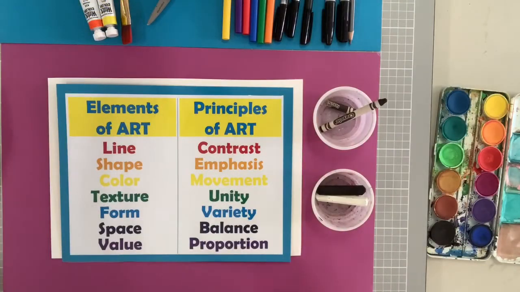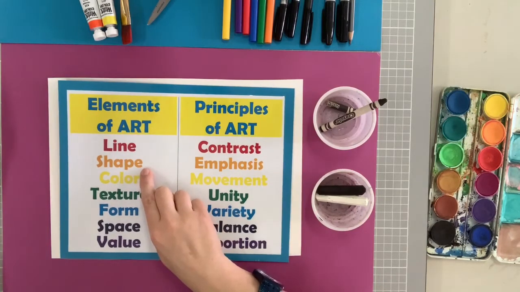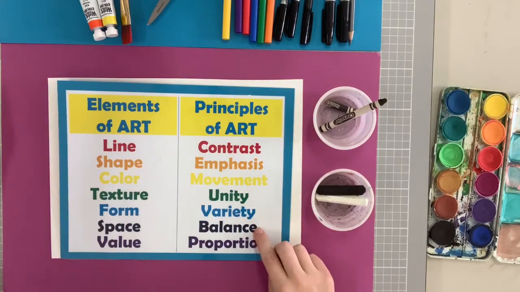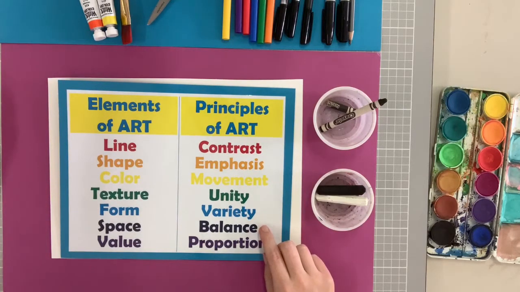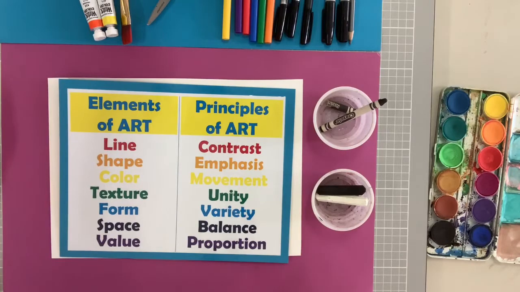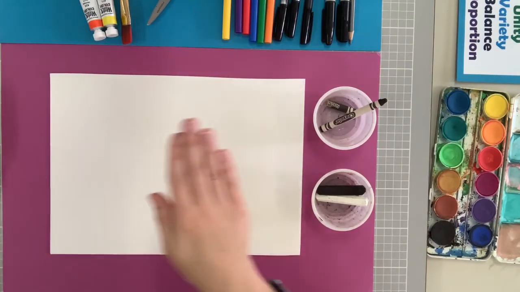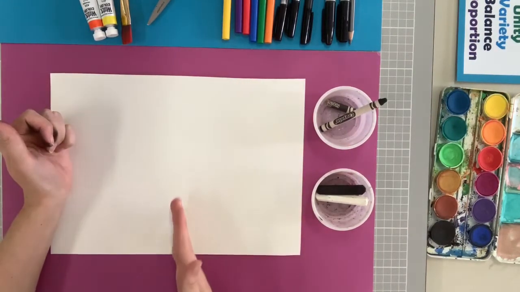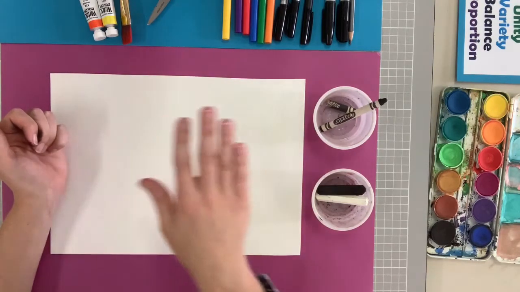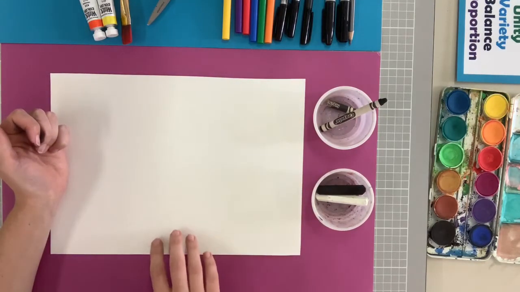So let's get started. For our Frog Prince, we're going to be focusing on shape for the element of art and balance for the principle of art. Now, there's many different ways to show balance, and so I'm going to show you two different ways today: symmetrical and asymmetrical. Symmetrical balance is when things are equal on each side, right? So if you draw a line down the center, it will be the same on this side as it is on this side. So I'm going to show you that first.